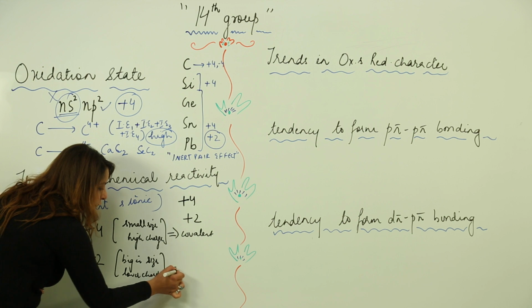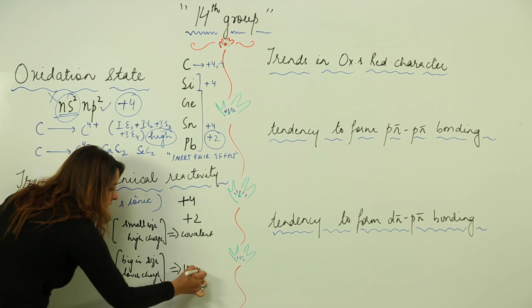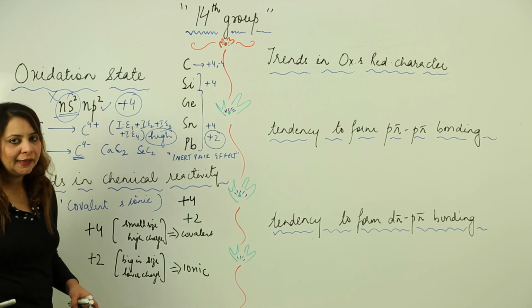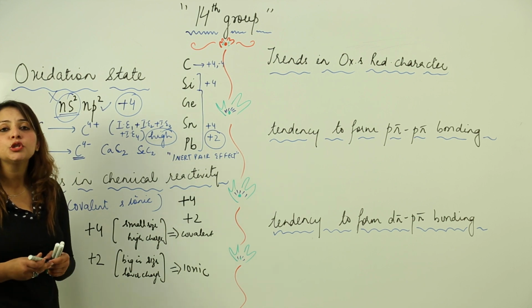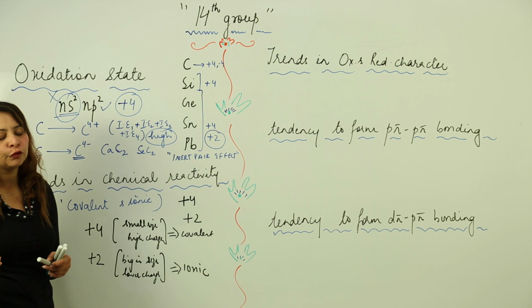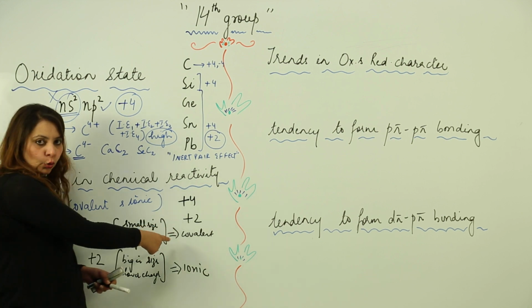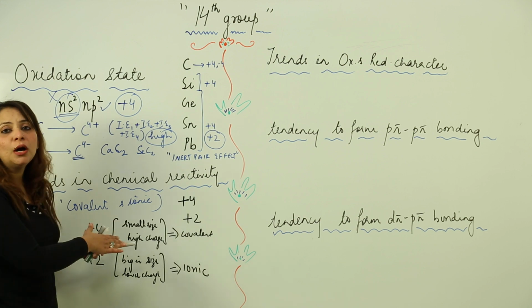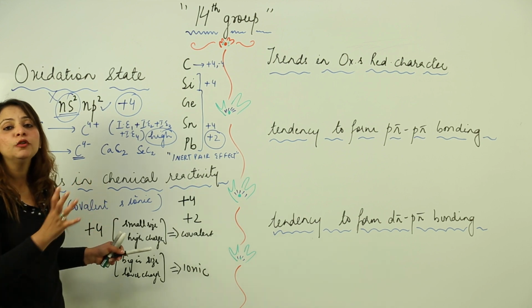So therefore, which type of bonding is favorable here? The ionic. So that means they form covalent also, they form ionic also, but that totally depends on which oxidation state they are making use of. If it is +4, then it is covalent. If it is +2, then it is ionic. Right. So this is all about the covalent and ionic bonding, that what kind of bond they are going to form.